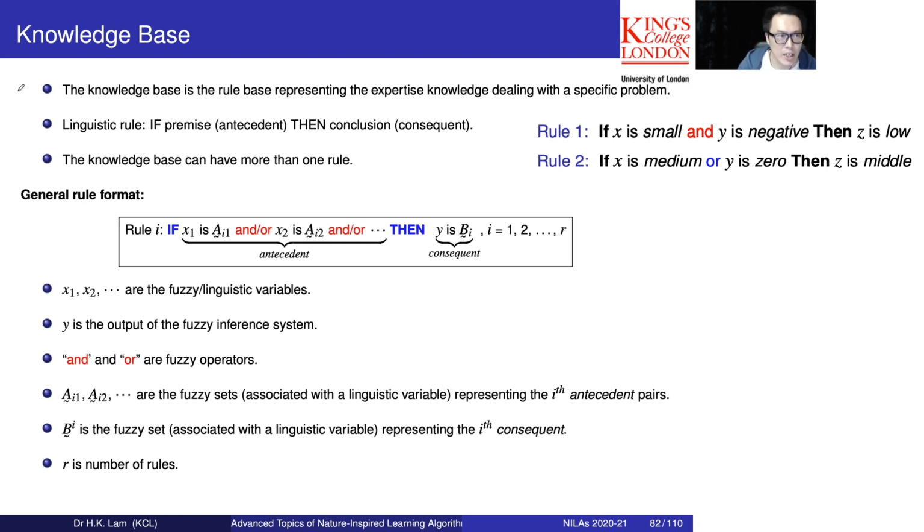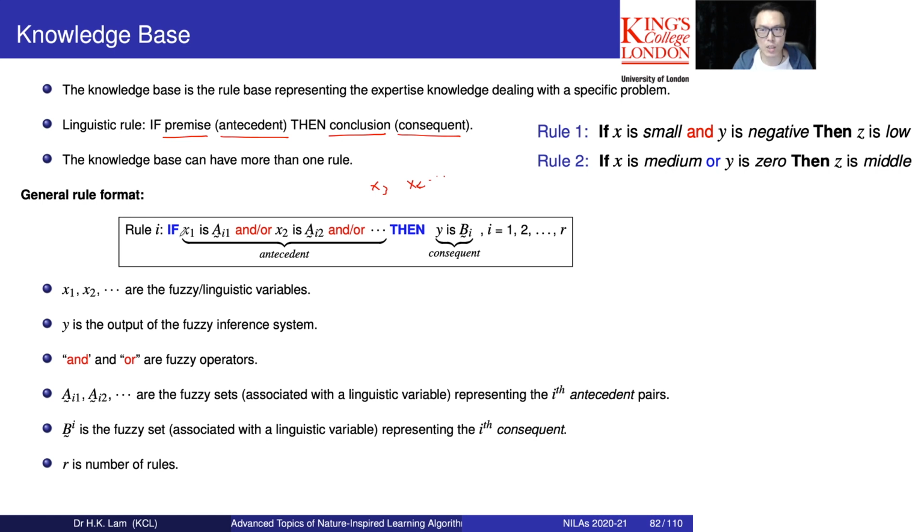That means in the linguistic rule, we have the if part, which we call the premises, or the antecedent. And the then part, we call the conclusion, or the consequence. So the general rule format: we can have many rules, 1, 2, 3, and so on. The ith rule is: if the first input x1, the next input x2. If we are going to have more inputs, we can have x3, x4, and so on.